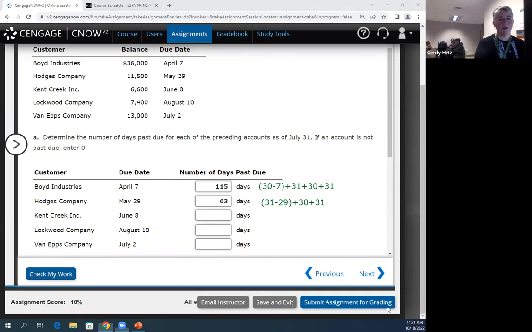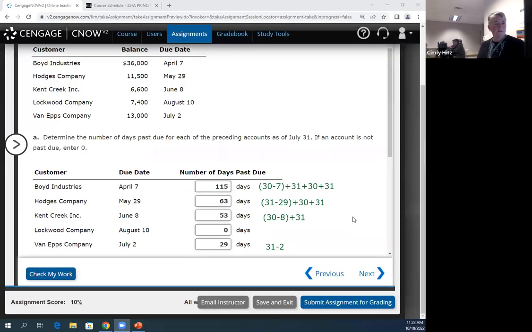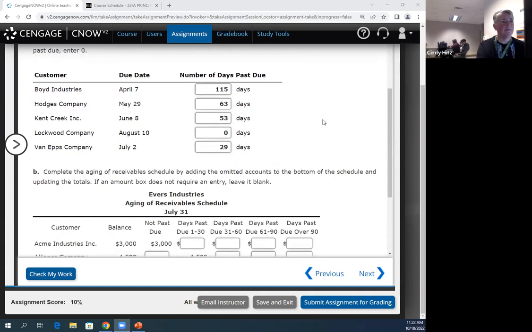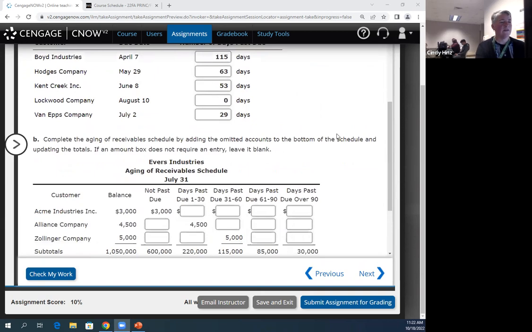I'm going to pause the recording to allow you to do that. Okay, so I have filled in all the rest of those. The August 10th invoice to Lockwood Company isn't past due yet. It's not due until the next month, and so we're told to put in a 0 there. So now with those days, we can come down and complete the rest of this aging.